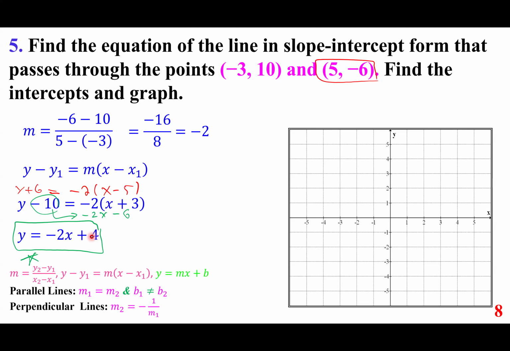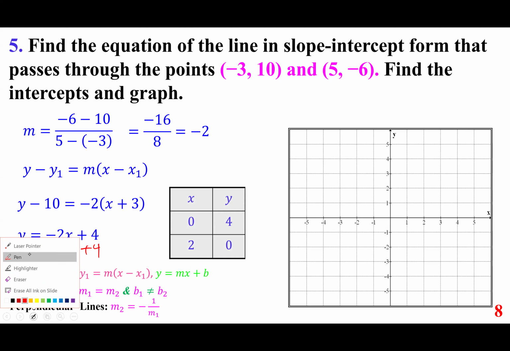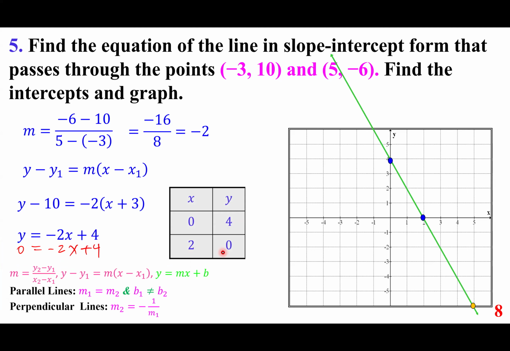To find the intercepts, one of them is given, 0, 4. The other one, if you set y equal to 0, x becomes 2. So those are the intercepts. 0, 4 is the y-intercept, 2, 0 is the x-intercept. You plot those two pairs, you graph them, and look at the line that contains 5, negative 6, as well as negative 3, 10.